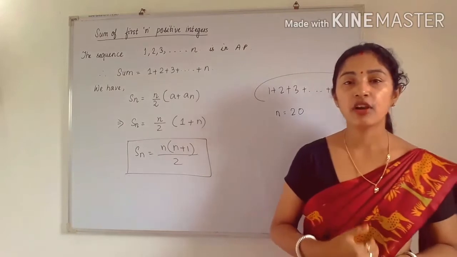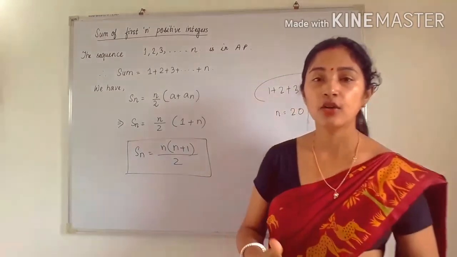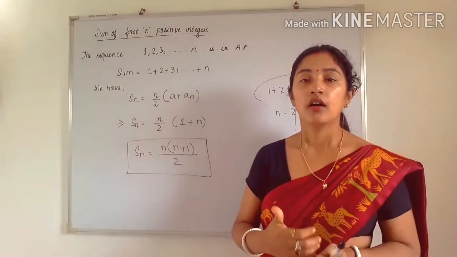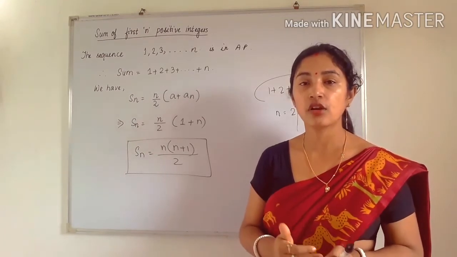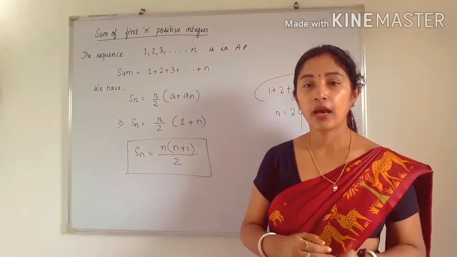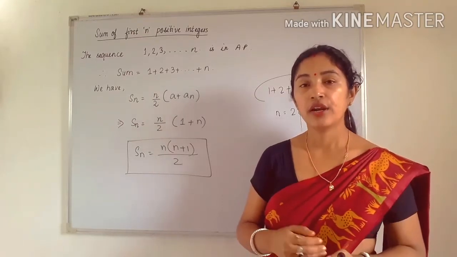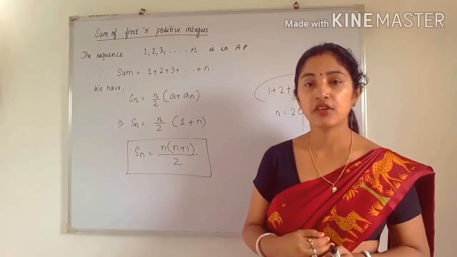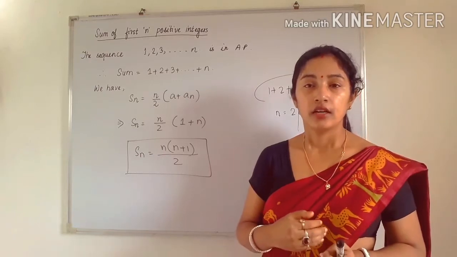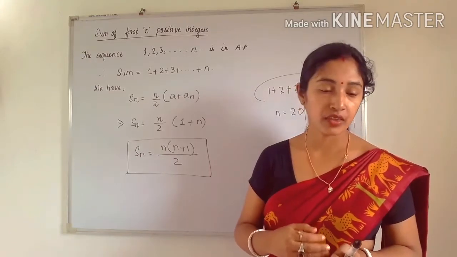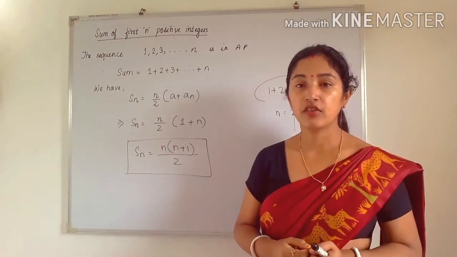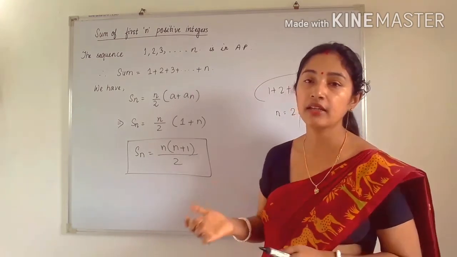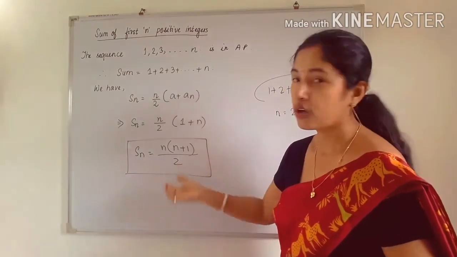This is the formula we can apply if the sequence follows positive integers, or we can say natural numbers, because natural numbers also have a gap of 1. Similarly, if the question asks you to find the sum of the first 100 positive integers, then you can also apply this formula directly.